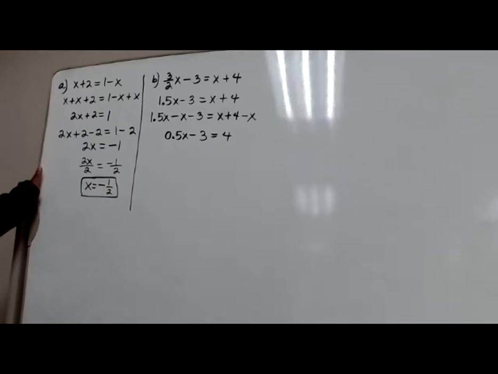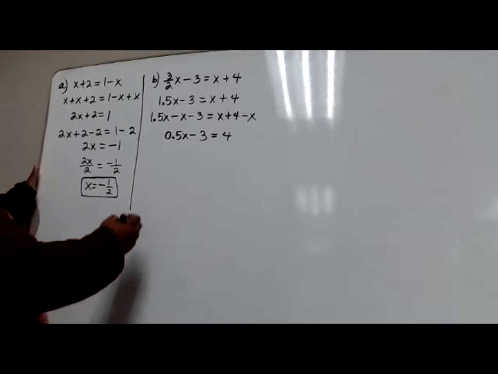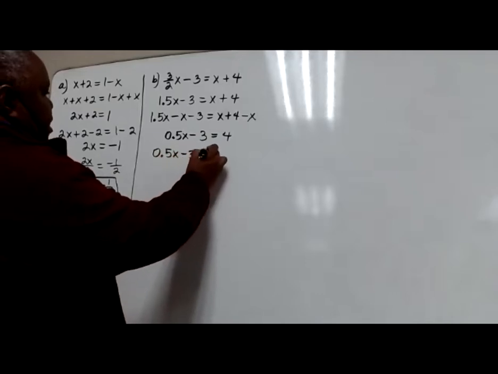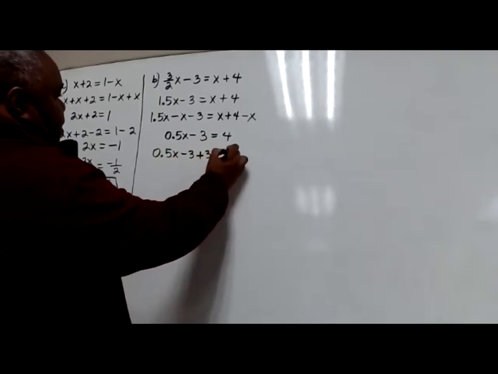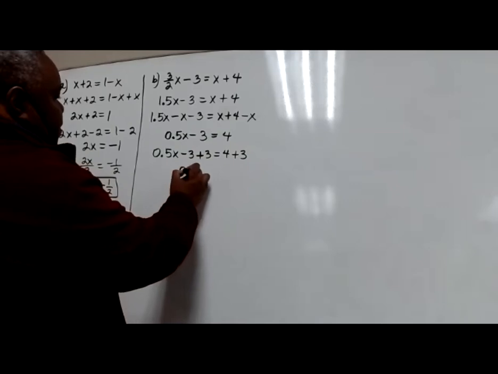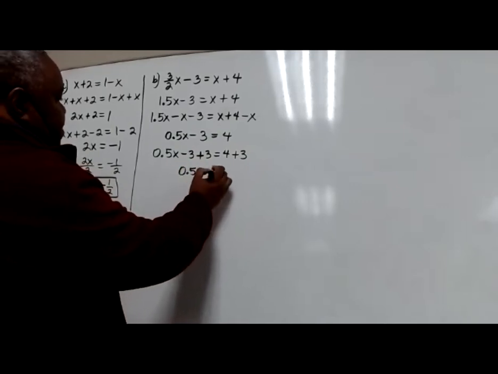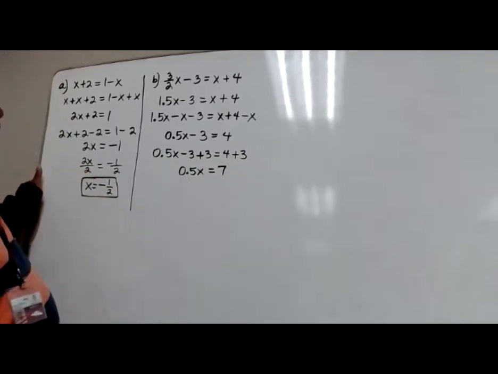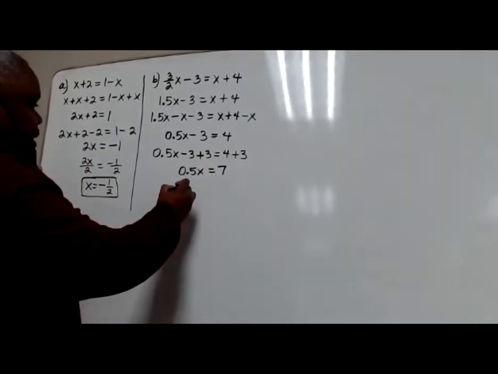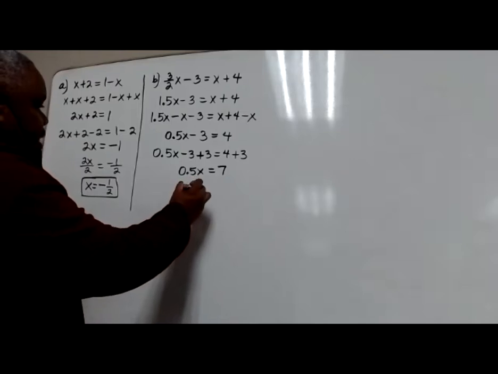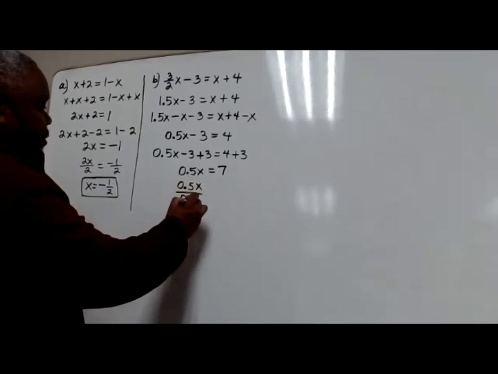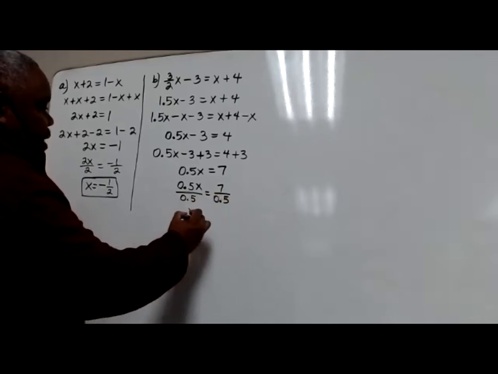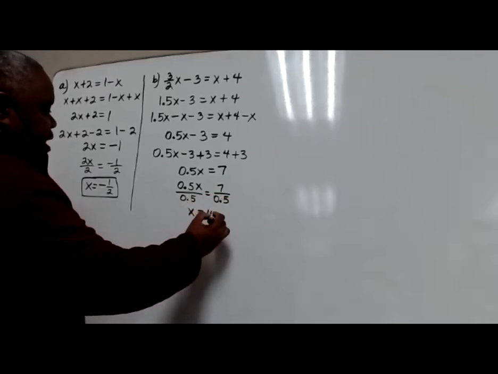And now to get 0.5x by itself, what would be the next thing I need to do? Add 3 to both sides. So the 0.5x is equal to 4 plus 3, which is 7. And then to solve for x will be the last step. Divide both sides by 0.5. So x will be how much? 14.